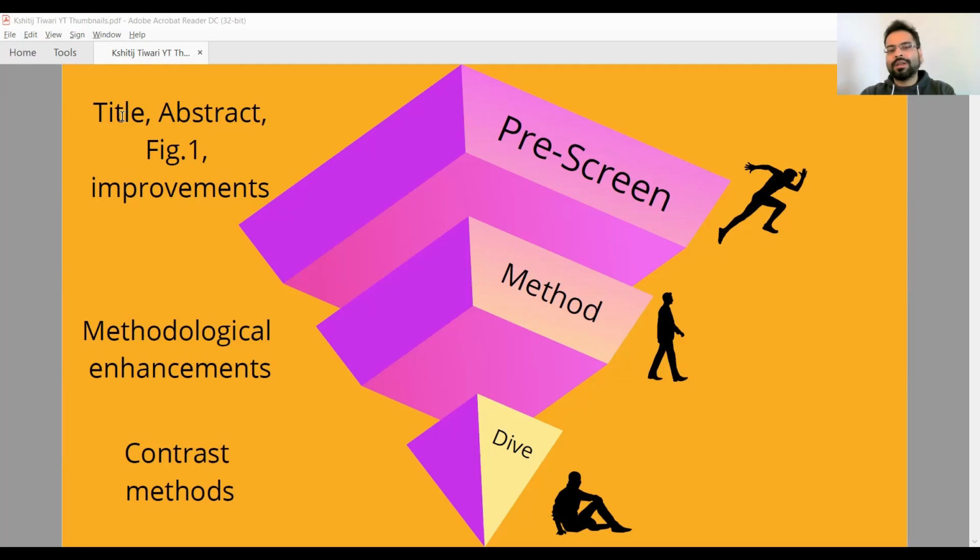Now in stage number one, you did a very quick glance. That's why I have this image of a sprinter here. So you are sprinting through the papers in 5 to 10 minutes. You have to make a decision whether or not this qualifies for your interest. Now of the papers that you have found are qualified, you have to look for what was the method used and what were the enhancements.